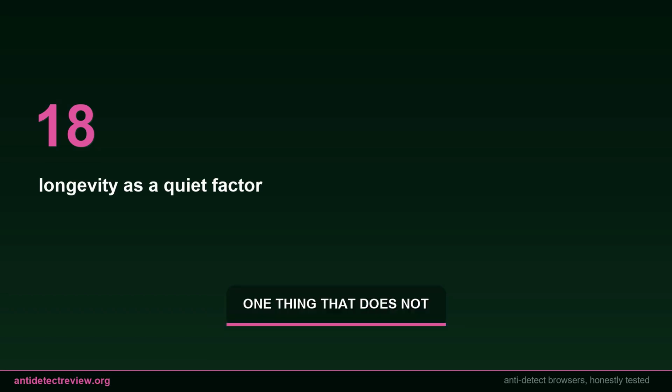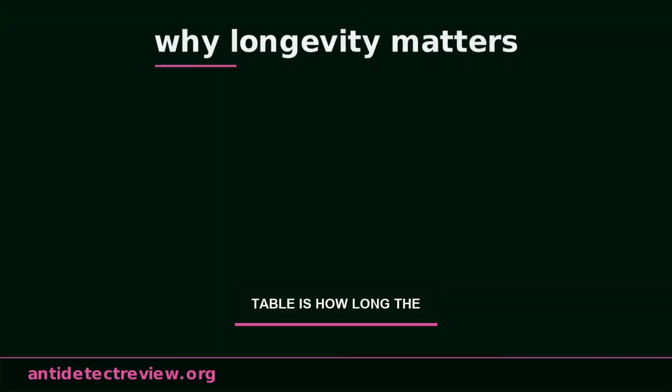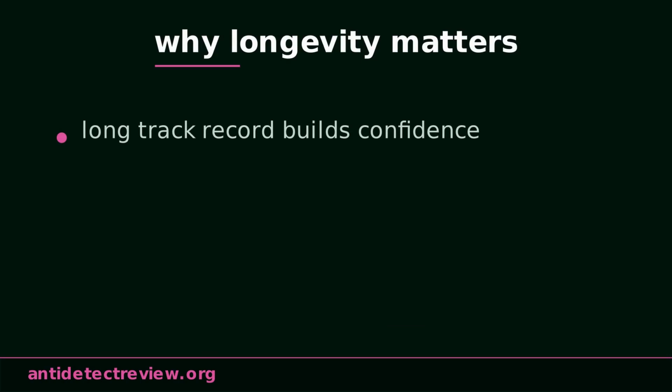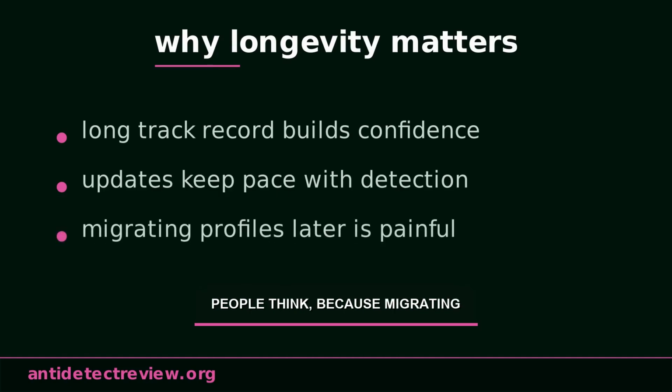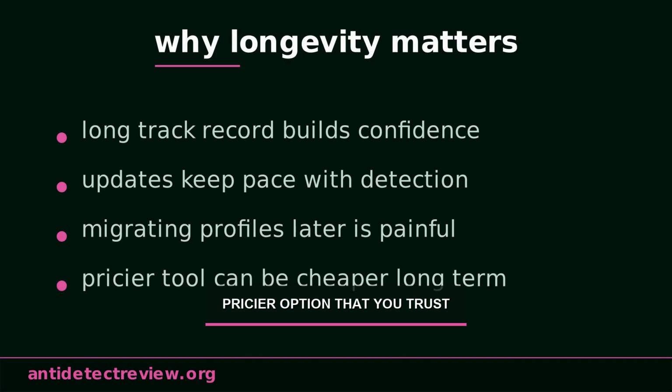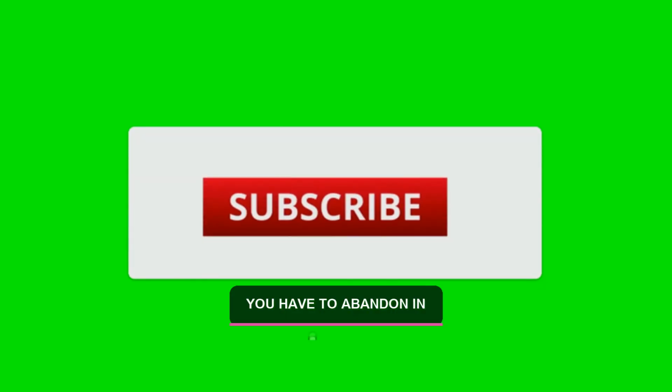Longevity as a quiet factor. One thing that does not show up in a feature table is how long the tool is likely to be around. Multilogin has the longest track record of the three, which buys a kind of quiet confidence that it will still be supported and updated next year. That matters more than people think, because migrating a large set of profiles to a new tool later is painful. A slightly pricier option that you trust to still exist and keep pace with detection can be cheaper than a bargain tool you have to abandon in a year.